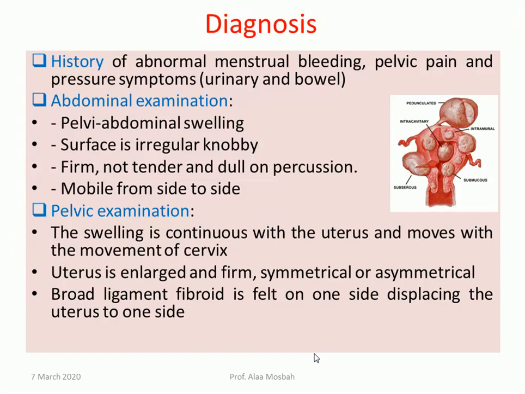Pelvic examination: the swelling is continuous with the uterus and moves with the movement of the cervix. The uterus is enlarged and deformed, may be symmetrical or asymmetrical. Of course, in submucous fibroid, it is a symmetrically enlarged uterus, while in intramural or subserous fibroid, it is asymmetrical. Broad ligament fibroid is felt on one side, displacing the uterus to the other side.